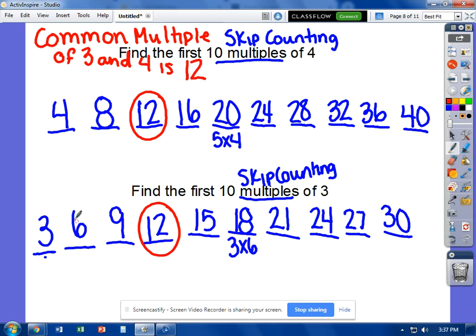I also see one more. I see 24 and 24. Now, there's obviously going to be more common multiples as you continue to move on, but we only counted to the first 10. If we had continued, we would find more common multiples that they do have in common.